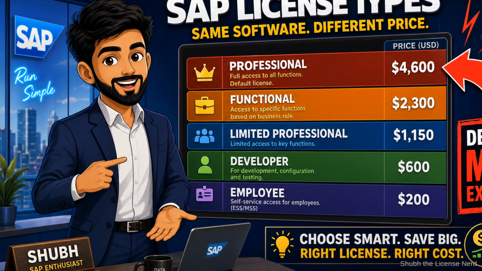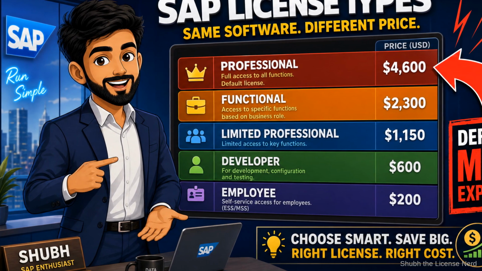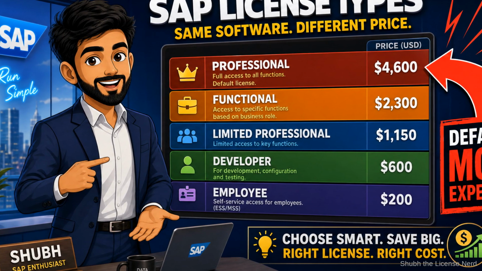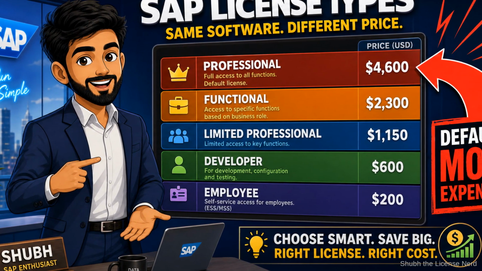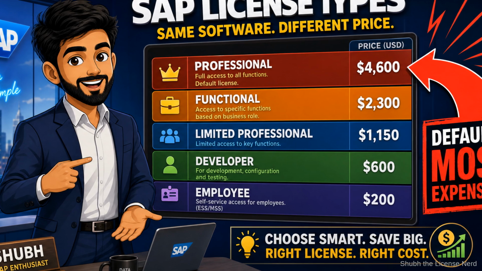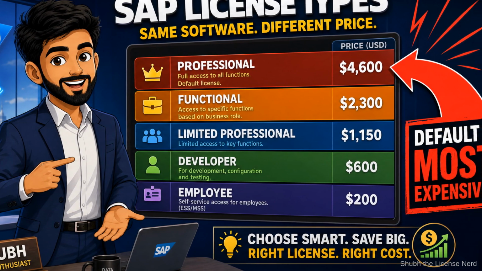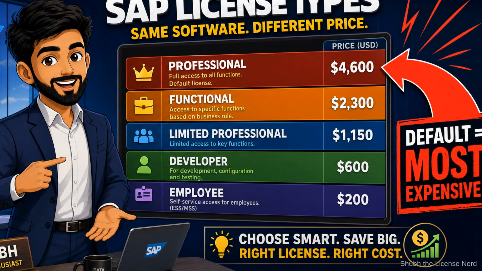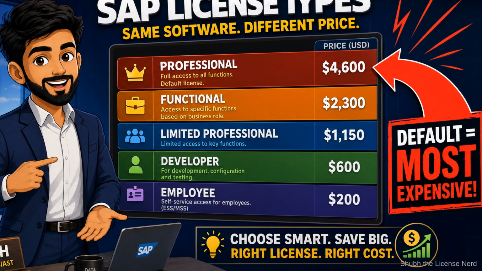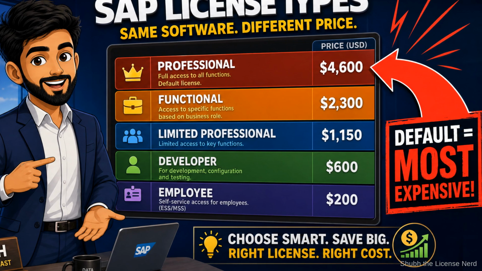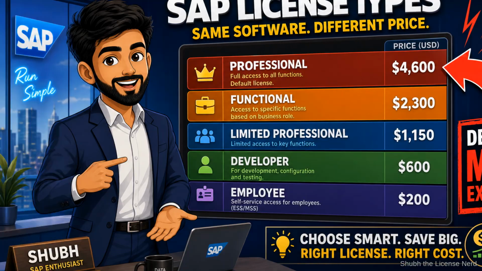SAP licensing is built on named users. Every person who touches SAP needs a license. But here's where it gets insane. SAP has over 40 different named user license types. They range from professional at $4,600 per user, all the way down to employee self-service at around $200. That's a 23x cost difference. And if you don't assign a license type to a user, SAP automatically defaults them to professional, the most expensive one, every single time.